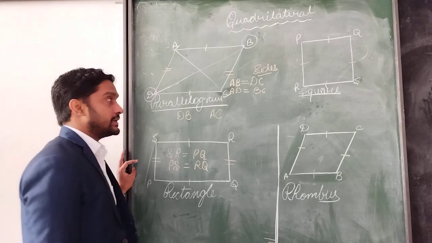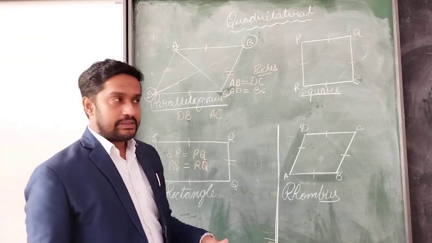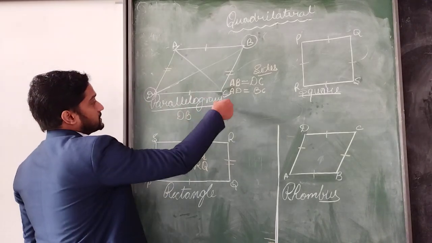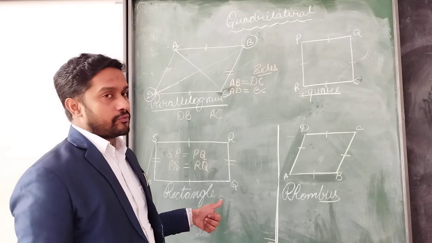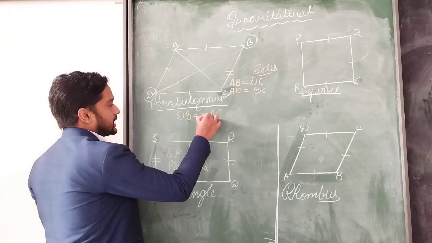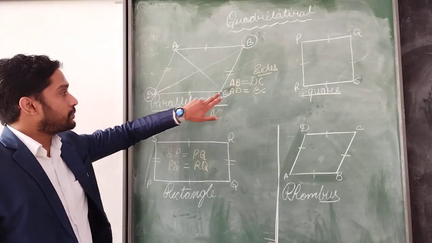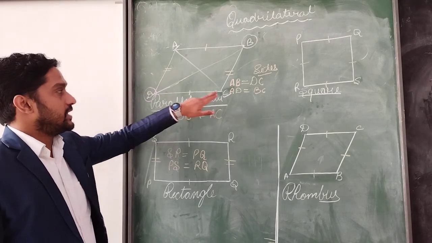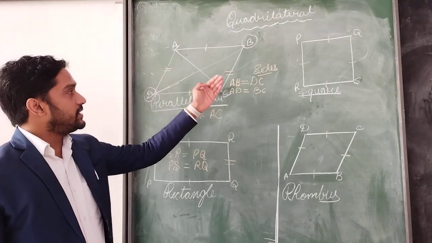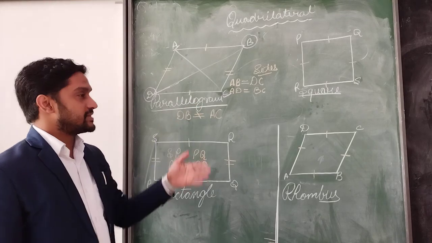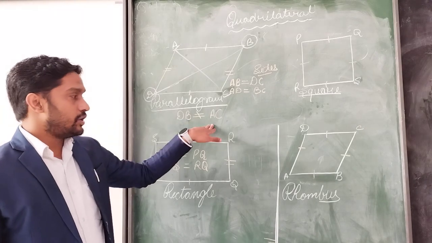Now coming to their diagonals. I told you that two non-consecutive vertices joined by a line segment is known as a diagonal. So over here DB and AC are the diagonals. In a parallelogram, the diagonals are not equal to each other. Suppose DB is given as 10 cm, it's not possible that AC will also be 10 cm. AC will be less than DB. You can see the line of DB is longer than AC. So if DB is 10, AC may be 8 cm or 5 cm.